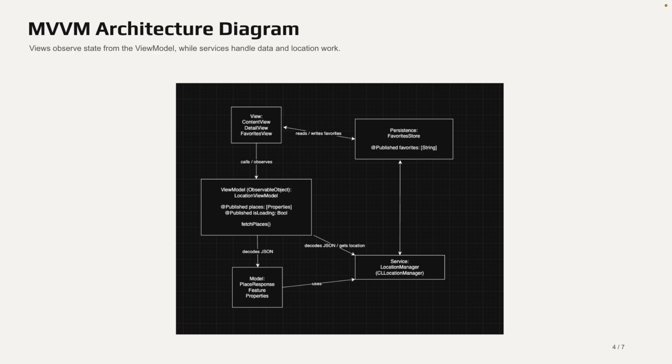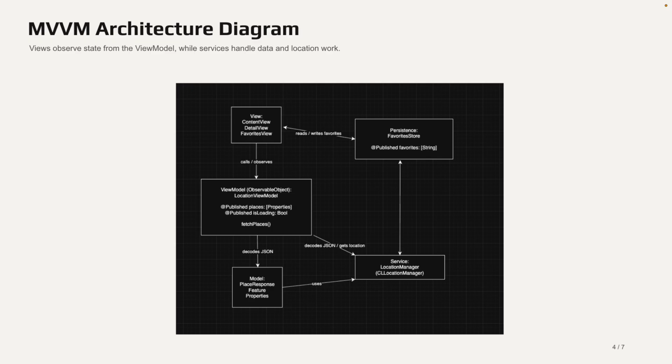It also has functions such as fetch places, which handles loading nearby places. The view observes the view model, so when the data changes, the screens just update automatically. The view doesn't hold on to any data of itself. It only displays what the view model gives it. Now the model layer, this represents the actual data.